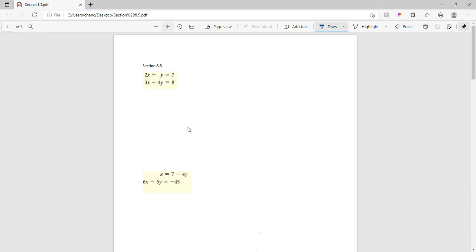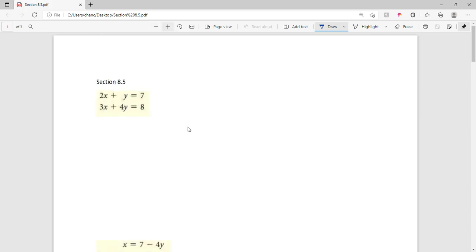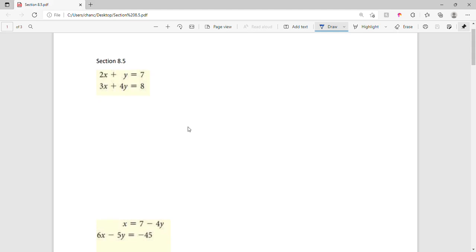In section 8.5, we'll be solving systems of equations with 2 variables, and then we'll work with 3 variables. In the first example, I have to decide if we're going to use elimination or substitution. Since these are already stacked up nice and neat, I want to use elimination. Notice how we have a 4y and a y here. I can easily eliminate the y variables by multiplying the first equation by -4 on each of the terms.